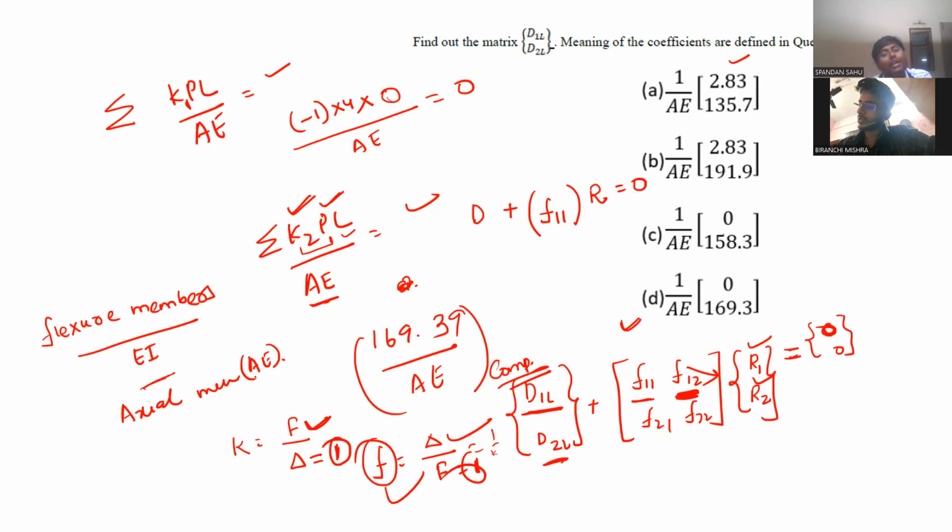And this EI and AE is nothing but they define the strength aspect of the member. That means both the flexural rigidity and the axial rigidity. Axial rigidity defines the strength aspect for axial members, whereas flexural rigidity EI is defined for flexural members like beams, frames, columns, arches.